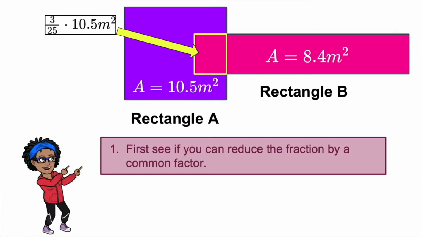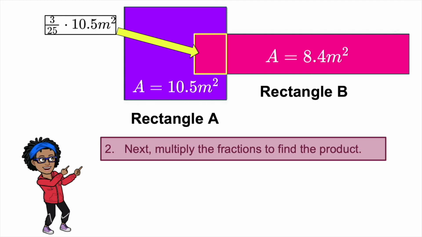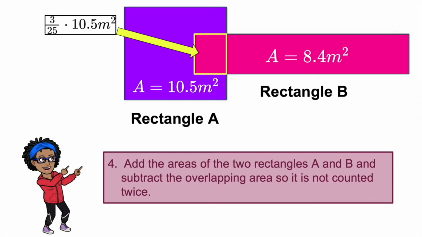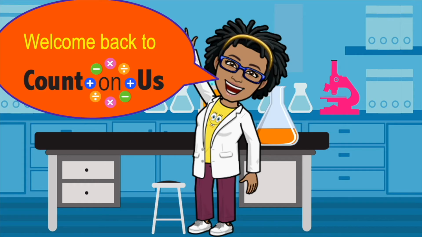Let's recap today's lesson. First, you need to reduce the fraction by a common factor. Number 2, you need to multiply the fractions to find the product. Number 3, convert the fraction into a decimal. Number 4, we're going to add the areas of the two rectangles A and B and subtract the overlapping area so it is not counted twice.